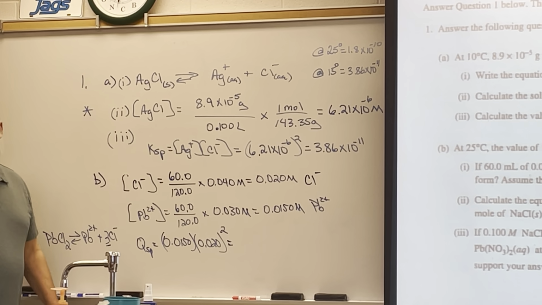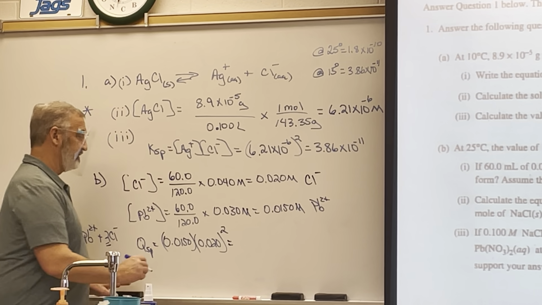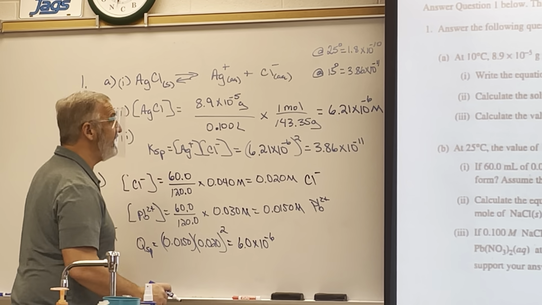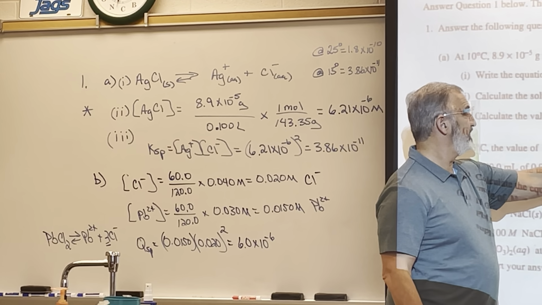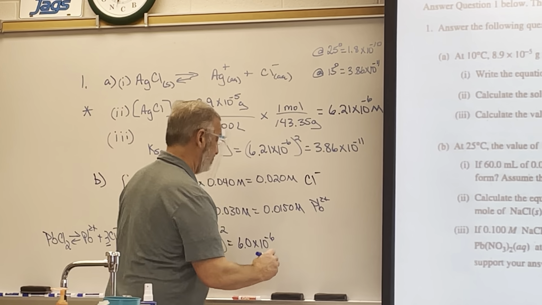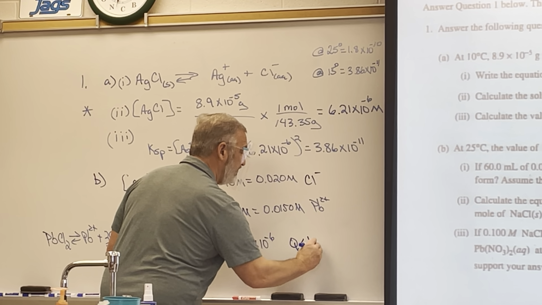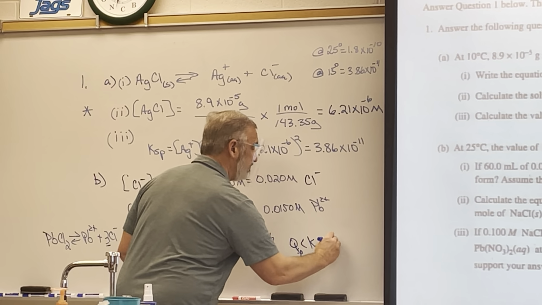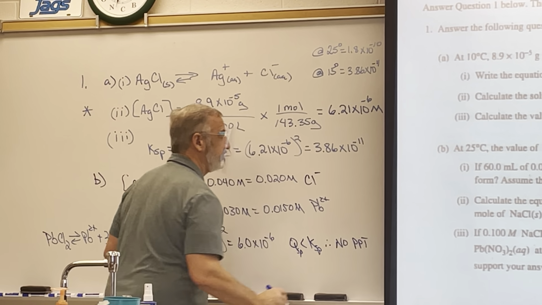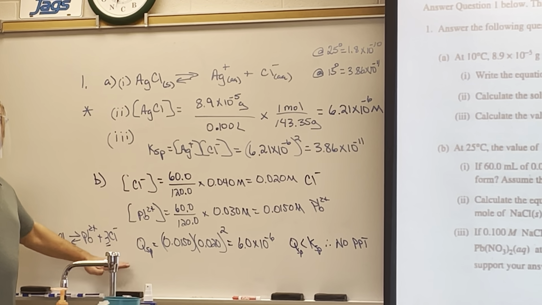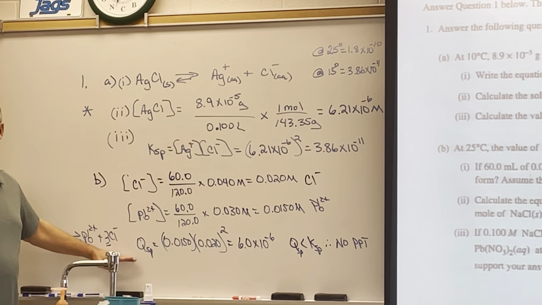So what does that equal? Somebody plug that in for me. 6 times 10 to the negative 6. 6 times 10 to the minus 6. How does that compare to my given K here? Q is less than K, therefore no precipitate. Okay, so this is like example number 4, the fourth type of KSP problem, will a precipitate form. Okay?